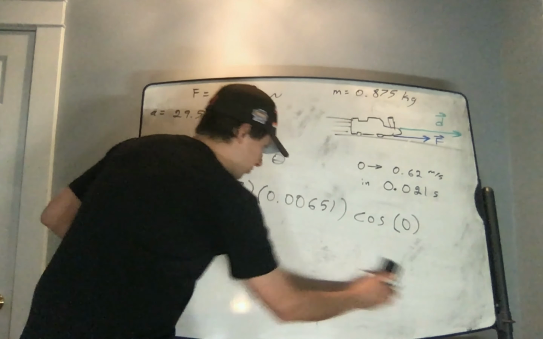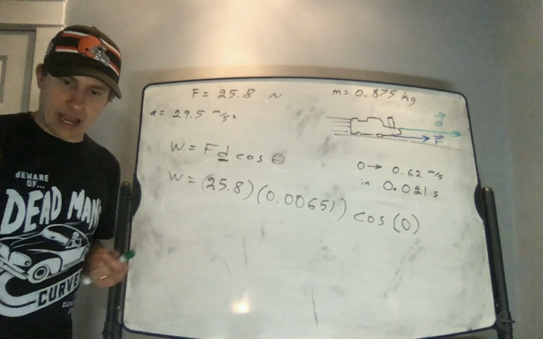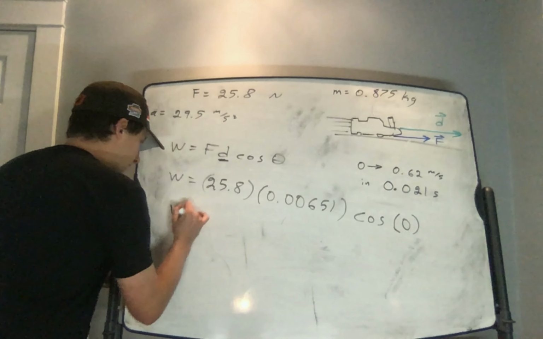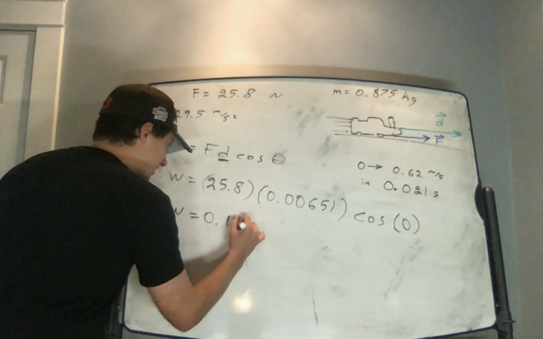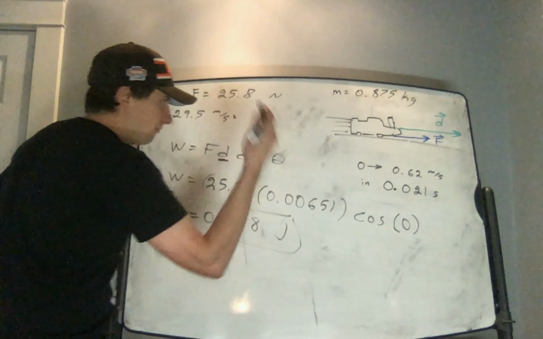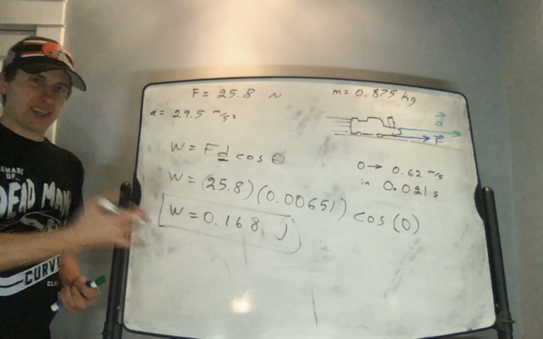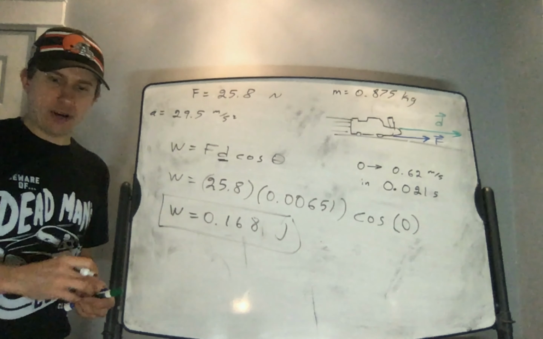And when I put these numbers in a calculator, I find the work done by the motor pushing on the train is 0.168 joules. So in this very short time interval, the motor gives 0.168 joules of energy to the train.